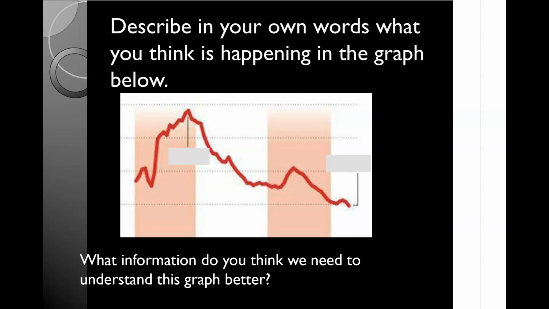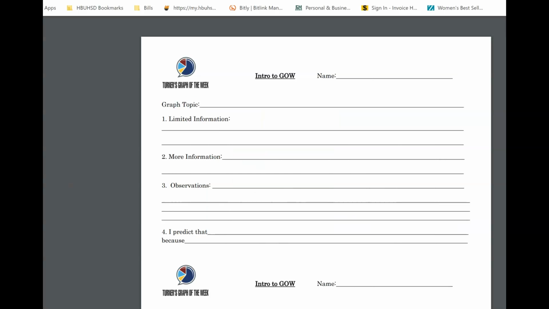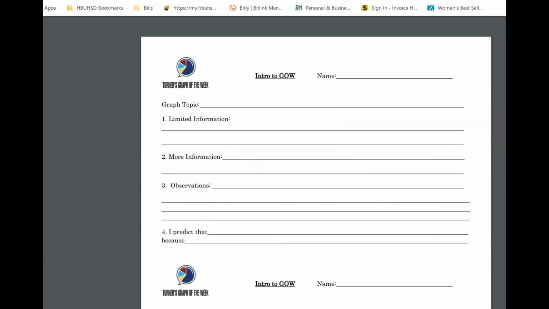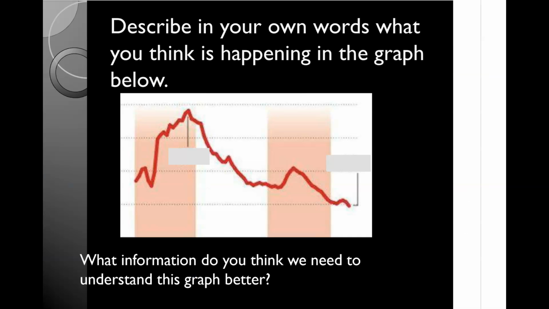So I want you in your own words, and this is at the top, the graph topic. We're right here. I want you to describe in your own words what you think is happening in the graph below. I also, under limited information, want you to write, what do you think we need to understand this graph a little bit better? Because right now we just have some squiggly line, what information would help us?